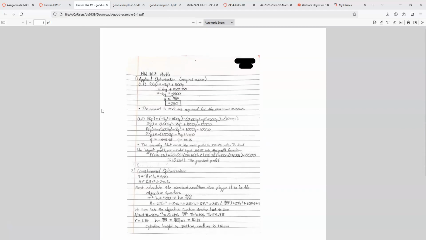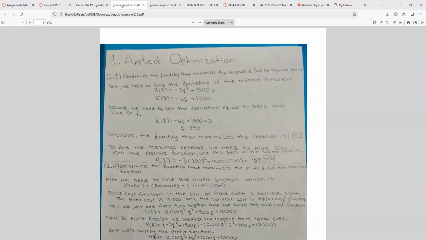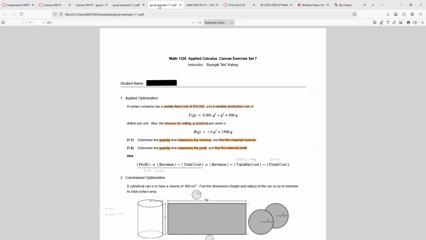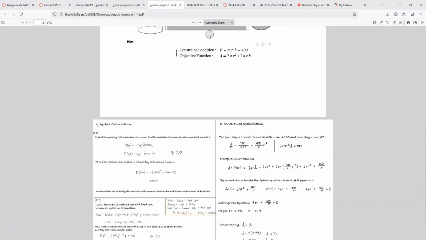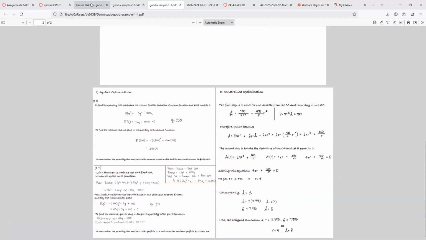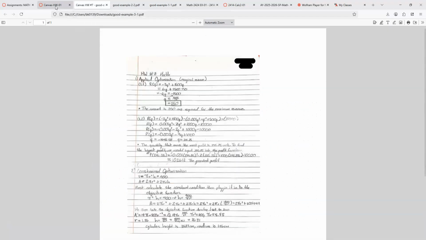Yeah, 3 good examples. And then this one is not really scanned very well. Looks like the student took a camera phone picture and then changed it to PDF. So that's not really efficient. But if you use a scanning app, then you can produce really high quality papers like these.